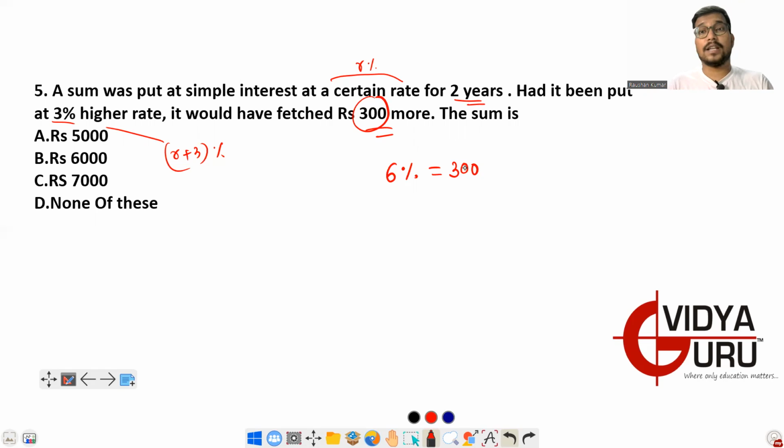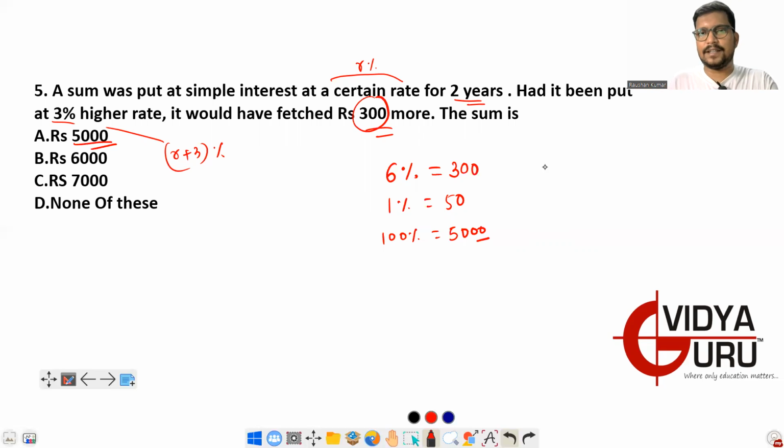Now the question is asking about the sum. So 6% is equal to 300. So simply 1% will be equal to 50. Similarly 100% will be how much? 100% will be 5000. So your answer should be the A part. Basically we have used the concept of percentage here, and similarly the unitary method.